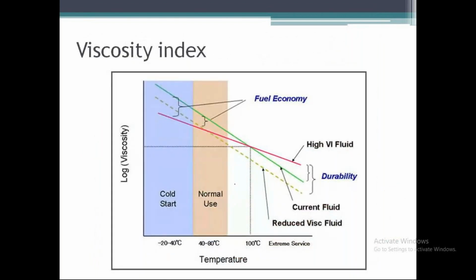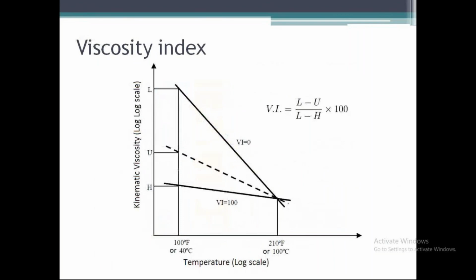So what is viscosity index? Viscosity index is the change in viscosity with respect to temperature. Okay. So you can see here, I think this is better. Yeah. So here is a liquid. You can see this is one liquid. This is another liquid. And this is a third liquid.